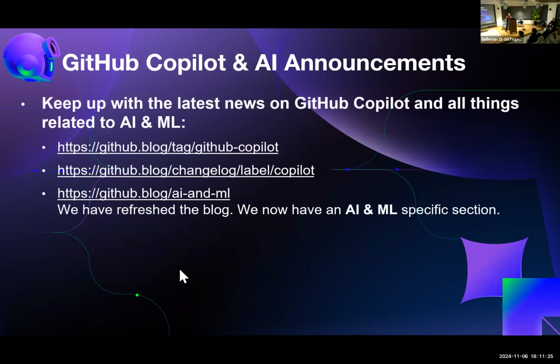You can keep up with the latest news on GitHub Copilot and all of our AI announcements by going to our blog, specifically things that are tagged with Copilot. We also have our change log there, which is our release notes. We may put out little incremental features and not make a big blog post about it, but it might be very important to you depending on how you're using Copilot already. So follow the change log as well. And the third one is an area of the blog dedicated to AI and ML. I'm not sure if we had any recent posts under that category. We probably did from GitHub Universe.